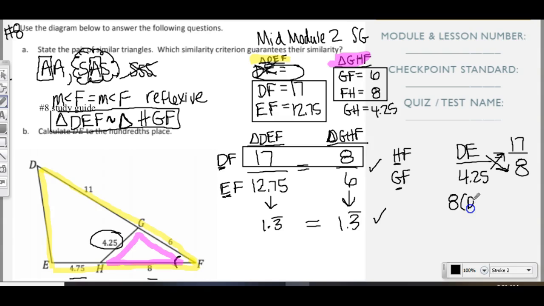So 8 times DE is equal to 17 times 4.25, which is 72.25. Then we'll divide by 8. So DE is equal to 9.03 rounded to the nearest hundredths. Yay! All right, how's that? Is that okay? Green check if yes, red X if no.